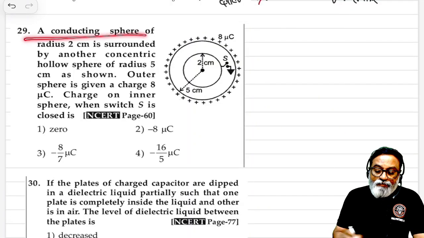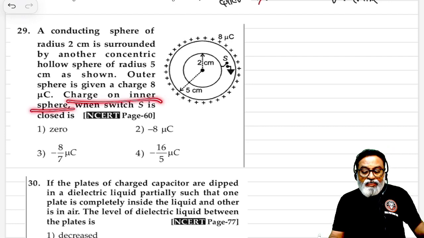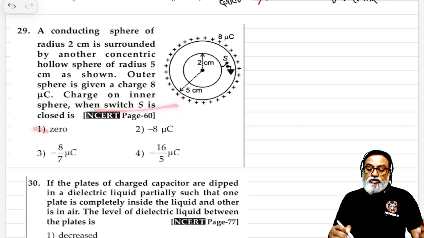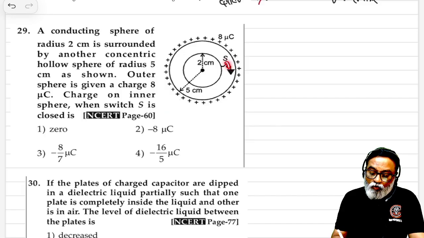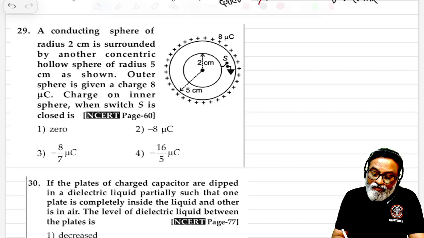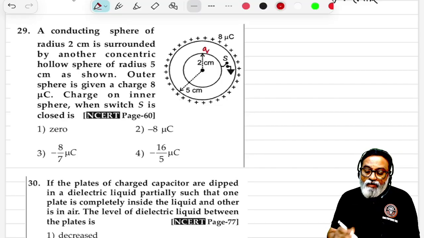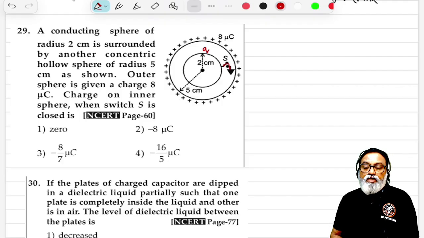Sir, a conducting sphere of radius 2 centimeter is surrounded by another concentric hollow sphere of radius 5 centimeter as shown. The outer surface is given a charge 8 microcoulomb. Charge on the inner sphere when the switch S is closed. See here, when the switch S is closed, the charge flows from the earth to the surface and after equilibrium, Q is the charge on the inner sphere. But when it is connected to the earth, the potential of the inner sphere is 0. Therefore, V is equal to 0.